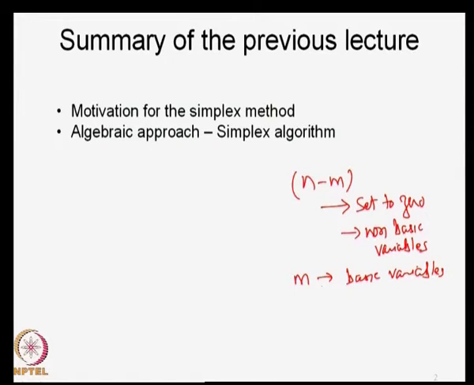So, there are m number of equality constraints, that is, m number of equations. By setting n minus m variables to 0, we solve for these m variables, and these variables for which we solve are called basic variables, and then we define the basis as consisting of the m basic variables.